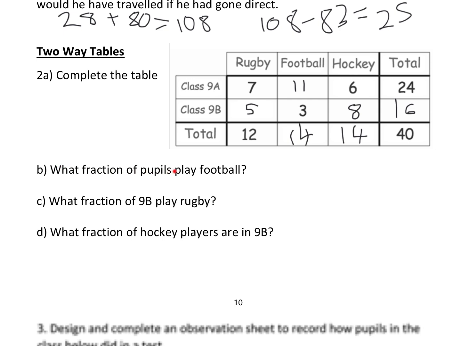What fraction of pupils play football? Well, there's 14 pupils that play football. Out of how many? Well, we know there are 40 pupils in total. So 14 out of 40. Simplify that to 7 out of 20.